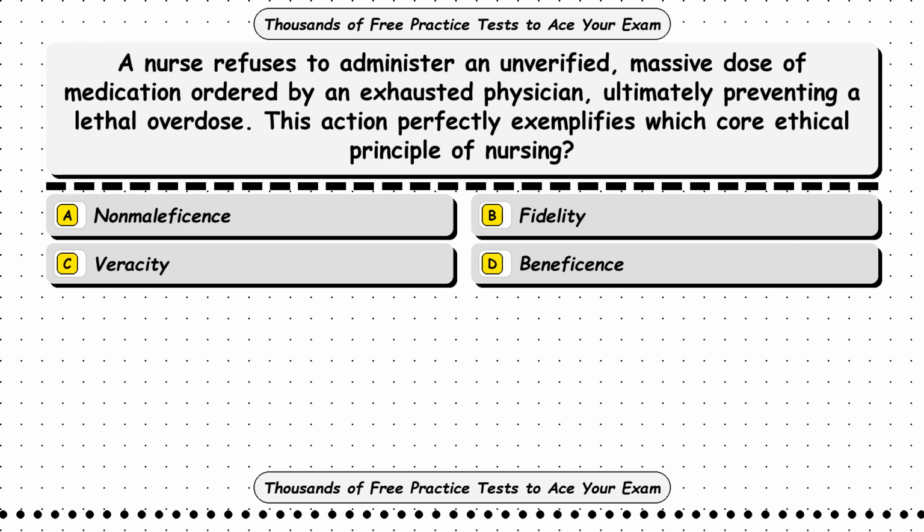Question 158. A nurse refuses to administer an unverified, massive dose of medication ordered by an exhausted physician, ultimately preventing a lethal overdose. This action perfectly exemplifies which core ethical principle of nursing? Option A, non-maleficence. Option B, fidelity. Option C, veracity. Option D, beneficence.